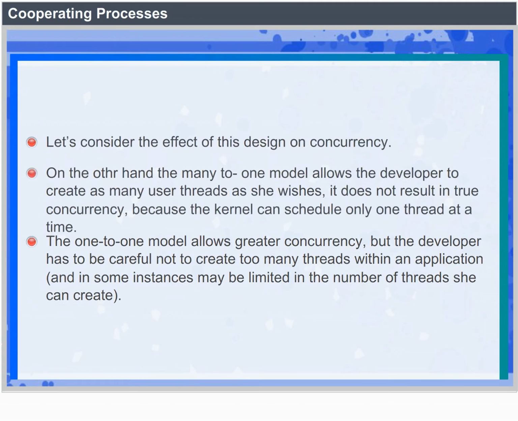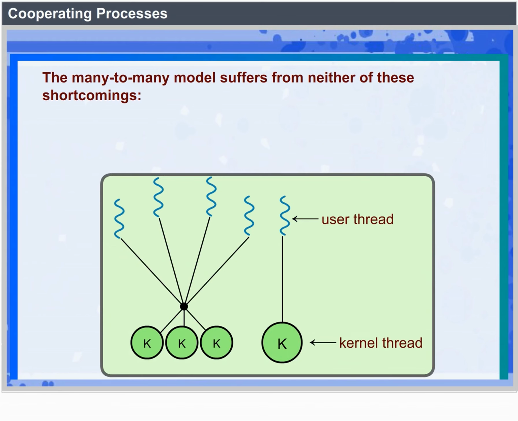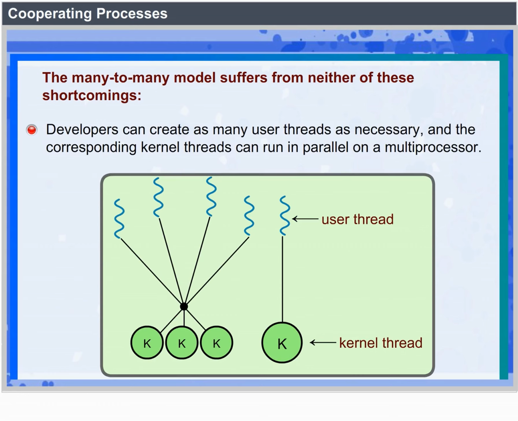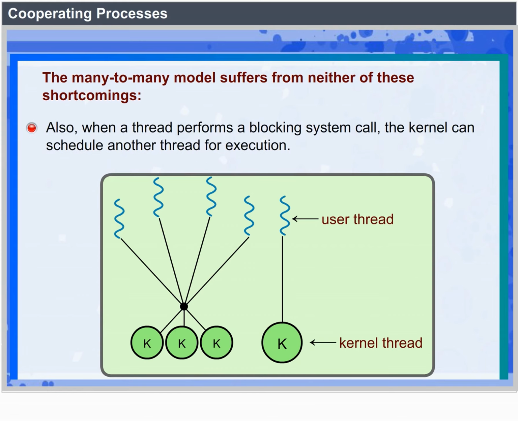The many-to-many model suffers from neither of these shortcomings. Developers can create as many user threads as necessary, and the corresponding kernel threads can run in parallel on a multiprocessor. Also, when a thread performs a blocking system call, the kernel can schedule another thread for execution.